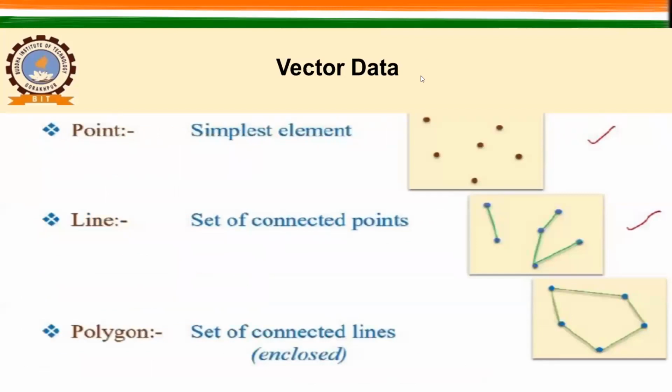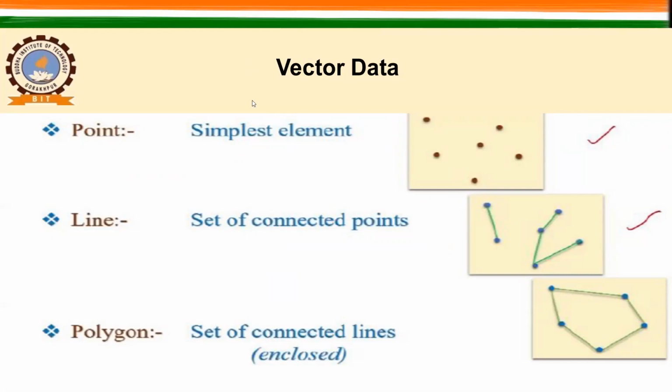तो जब वेक्टर डेटा की बात होगी, in vector data we have the simplest element, that is known as point. So you have point data, and the next one is set of connected points, which are known as line, and the third one is set of connected lines, which is basically enclosed. They are known as polygon. So here you have three different types of data in vector. So you have vector point, vector line, or vector polygon.